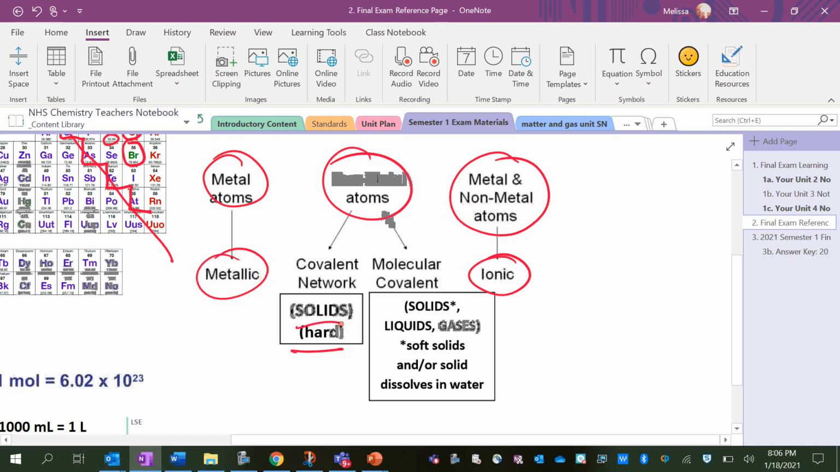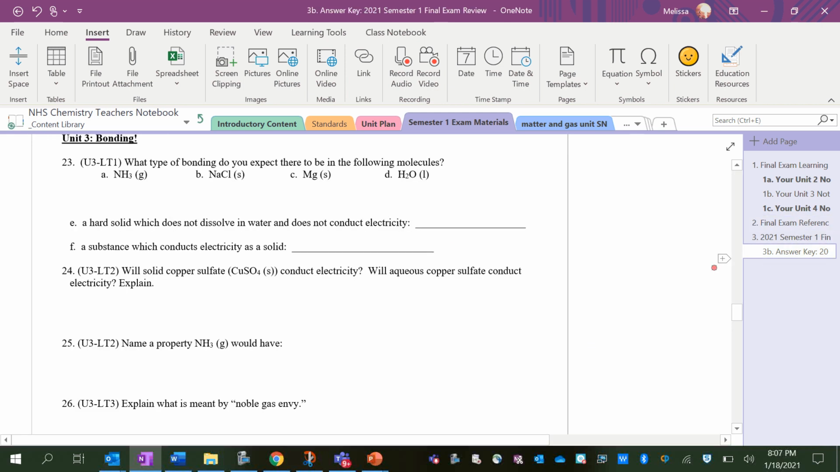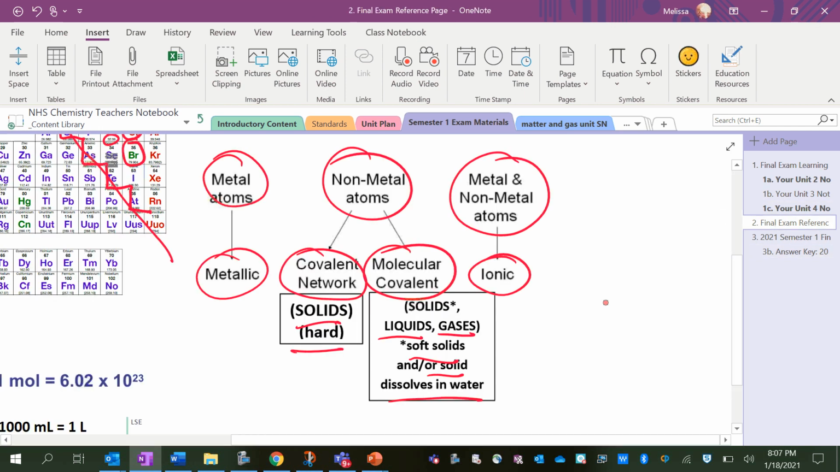If it's a hard solid, it has network covalent bonding. And if it's a soft solid, a solid that dissolves in water, or it's a liquid or a gas, then it has molecular covalent bonding. So let's look at our first one. It's a gas. So automatically the only one that has a gas as an option is the molecular covalent.